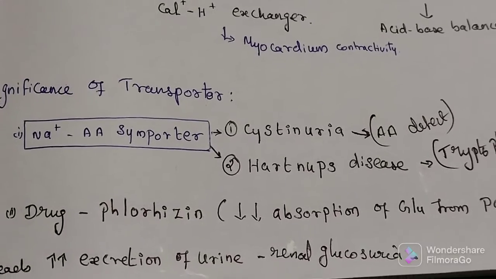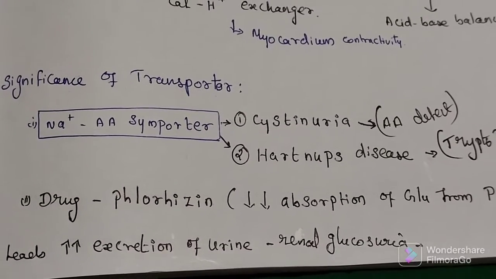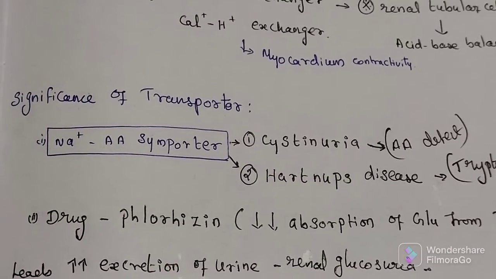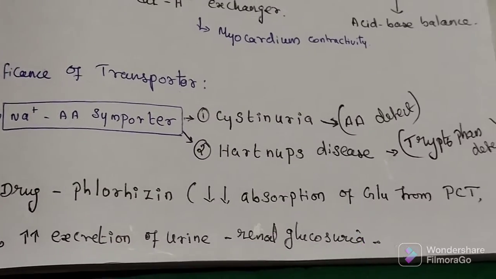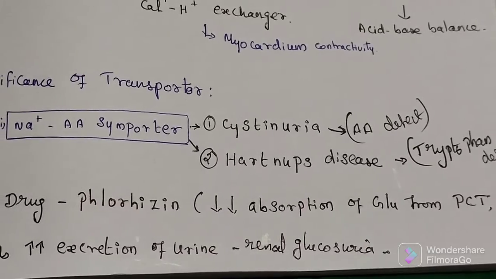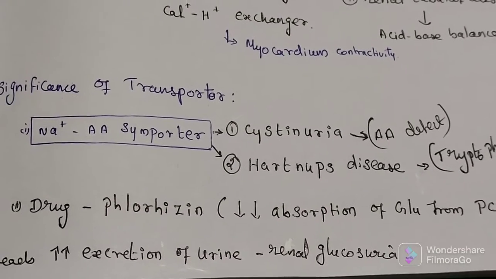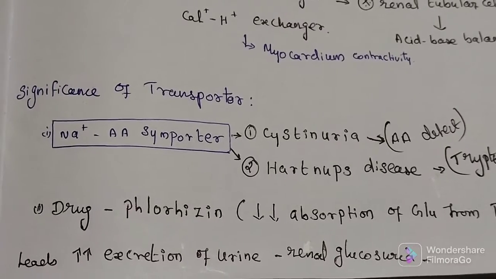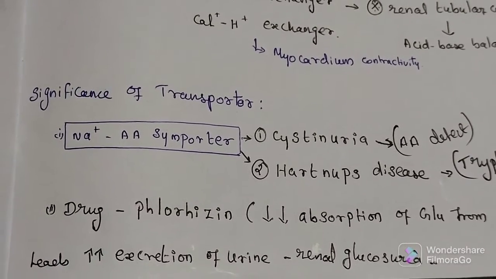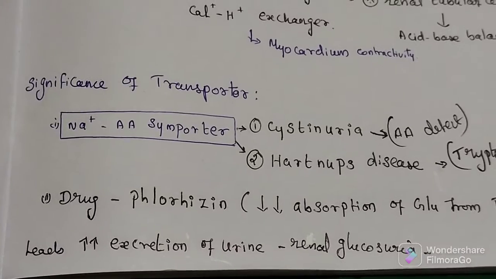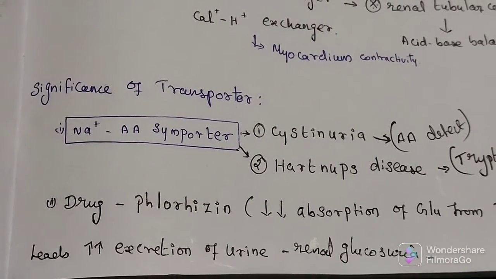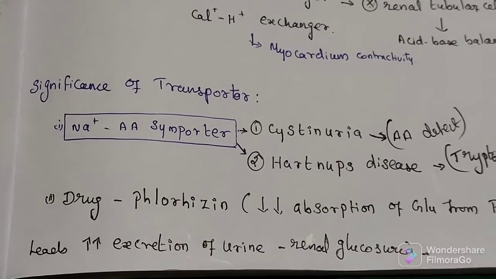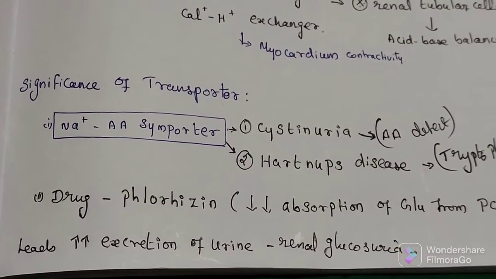Some drugs, such as phlorizin, block the sodium glucose importer, due to which absorption of glucose from the PCT decreases, which leads to increased excretion in urine. This is known as renal glucosuria.